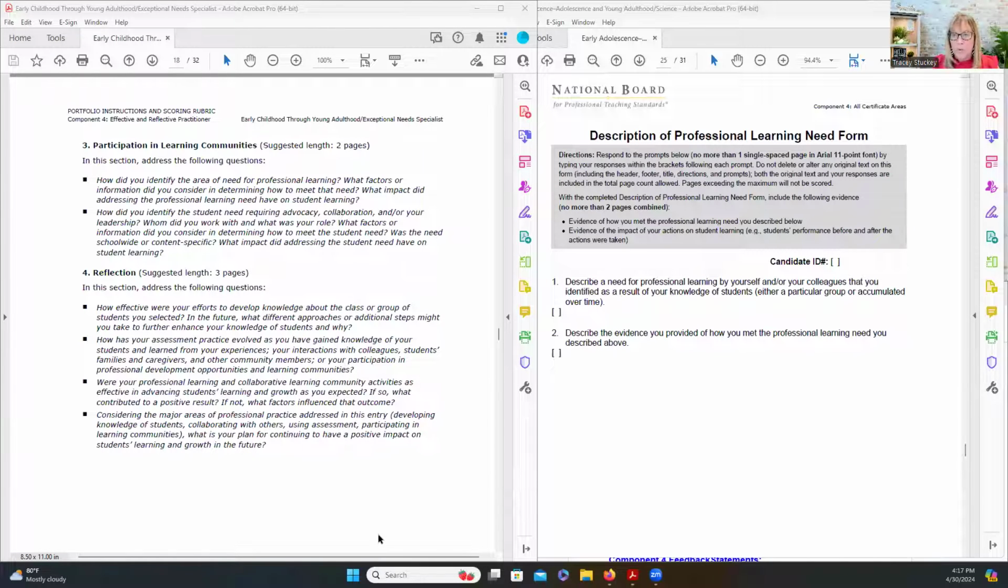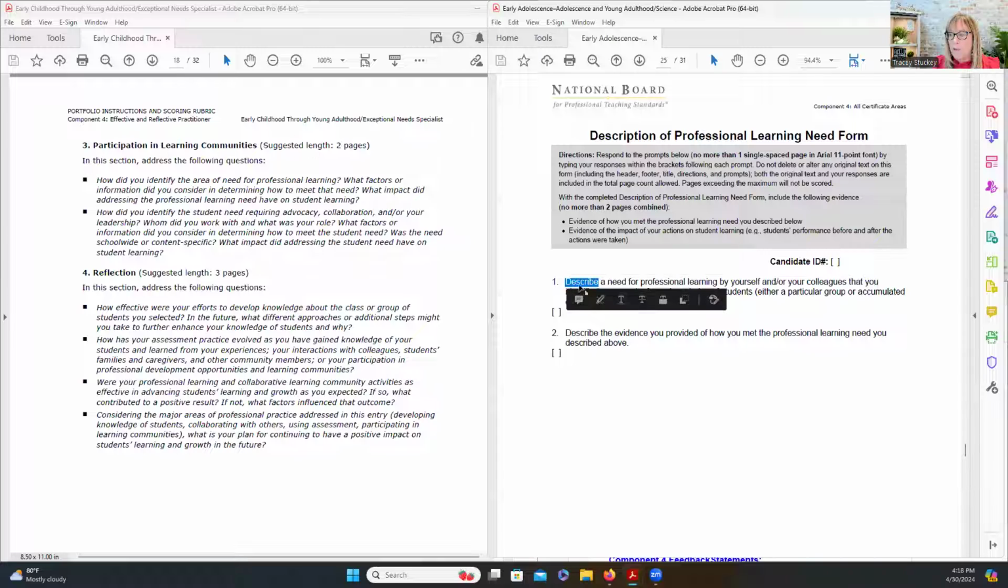And I'm just going to show you participation in learning communities inside of C4, just because this is real easy to do. Here's your description of the professional learning need, and here's your participation in learning community section of your written commentary questions. So the question is, how's this different than this? I want you simply to look at the very first word. That word is describe a need for professional learning by yourself and of your colleagues that you identified as a result of your knowledge of students.